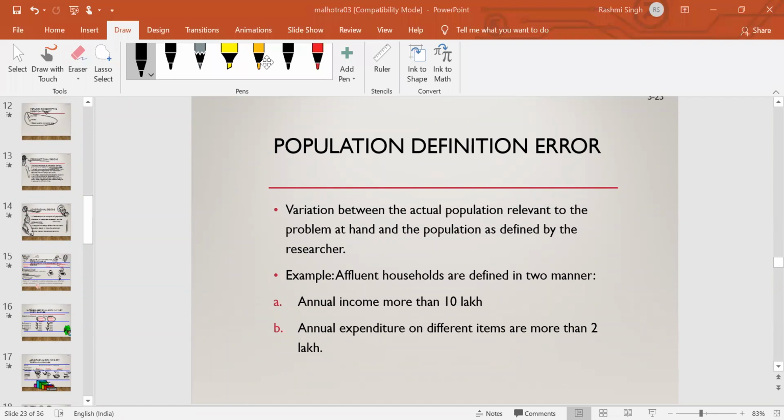Sahashpreet, yes, ma'am. What is the difference between the sampling and non-sampling error?